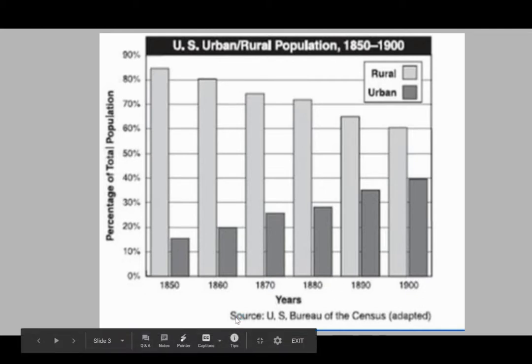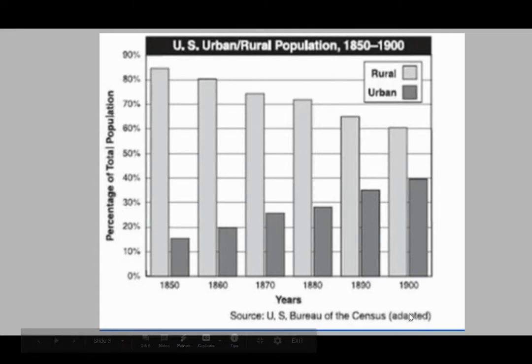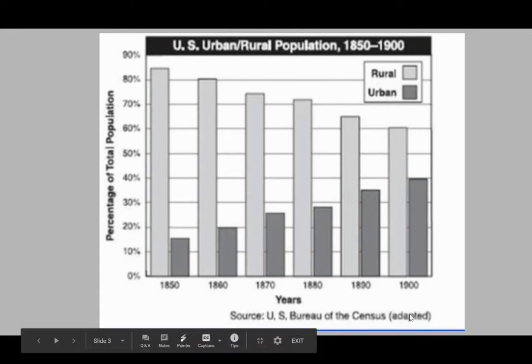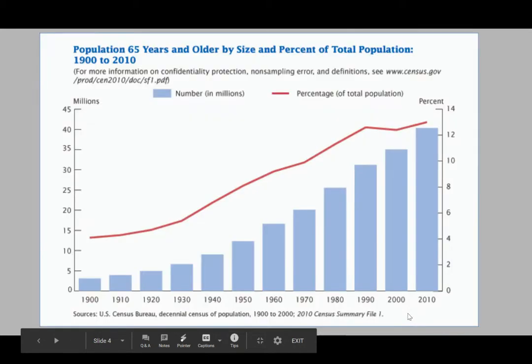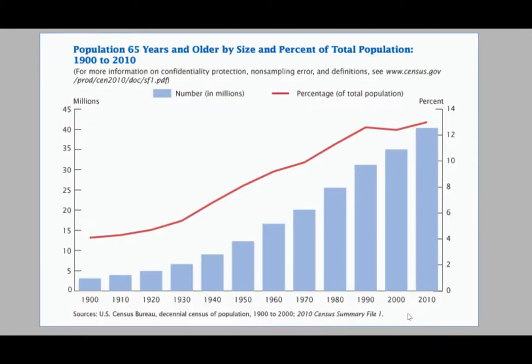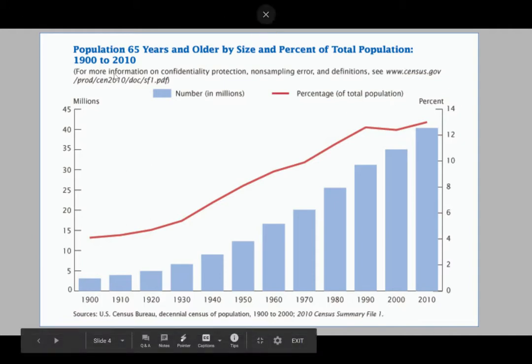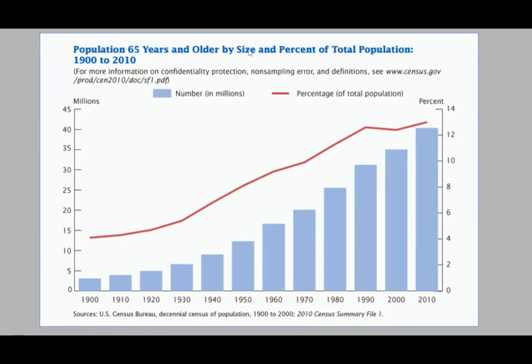And at the bottom, you'll also see where we got the information from. So it is from the U.S. Bureau and Census, and it has been adapted for our purposes. Now, this next one is also a census from 2010, and this one gives you slightly different information. So again, we're going to look at our title. It's the population of 65 years and older by size and percent of total population from 1900 to 2010.